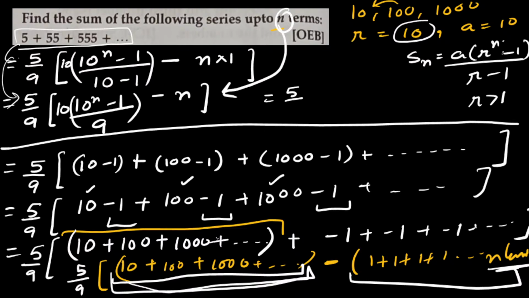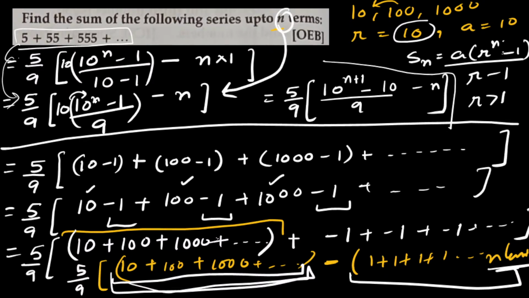So 5 by 9, 5 by 9. Inside the bracket, if you want you can simplify: if you multiply this, you'll get 10 to the power n plus 1, by applying the law of exponents, minus 10 by 9, where n is there. This way you can further simplify. Yes, A's value I missed substituting here, so here also we can write the value of A. Let's do the next question now.